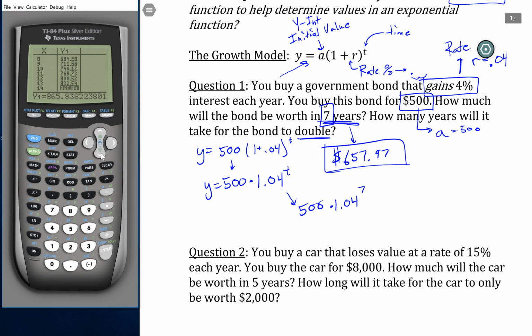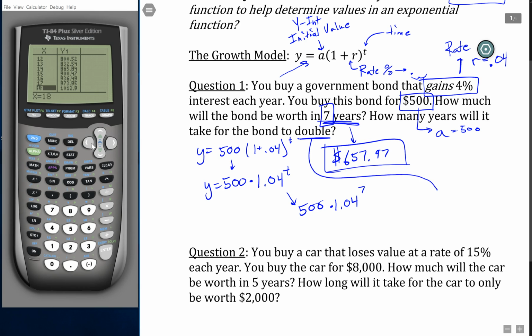So I'm scrolling down. Y's are getting bigger, and it looks like at year 17, I'm at $973, but now at year 18, I have passed $1,000. So how long will it take the bond to double? That would be 18 years. Very nice. And it's as easy as that if you have the table.